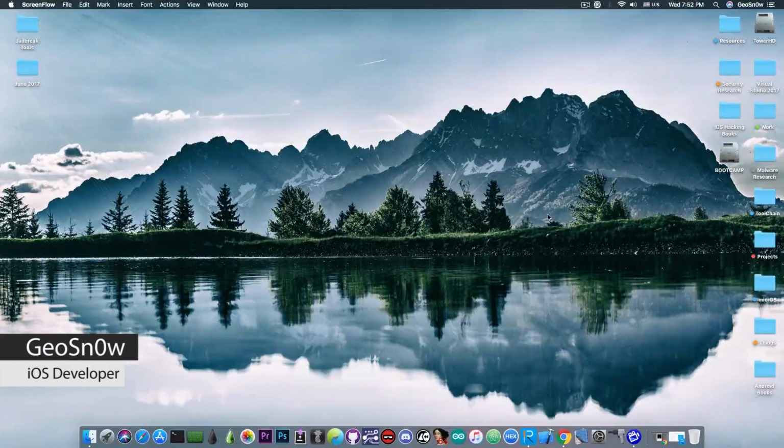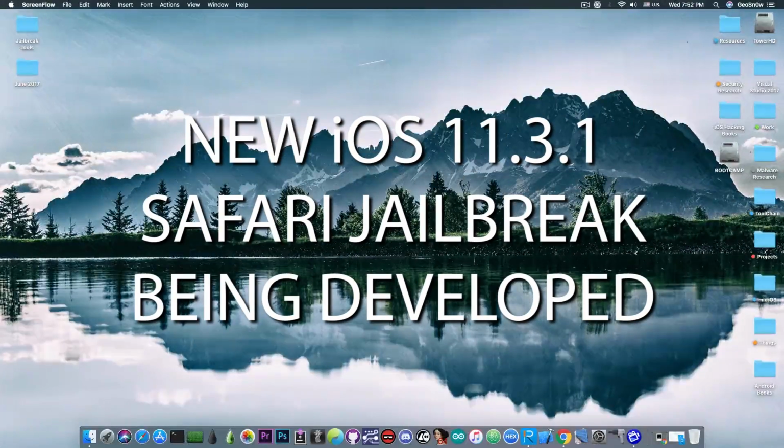So in today's video we're going to discuss a very interesting project, which is pretty much a Safari based jailbreak for iOS 11.3.1 and lower that is currently being developed.